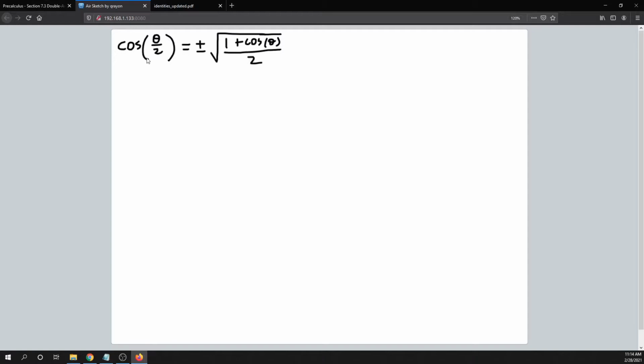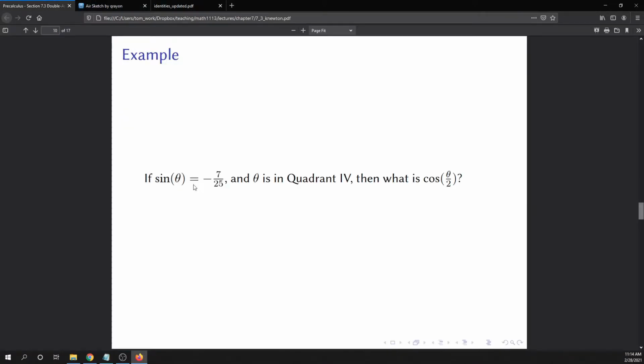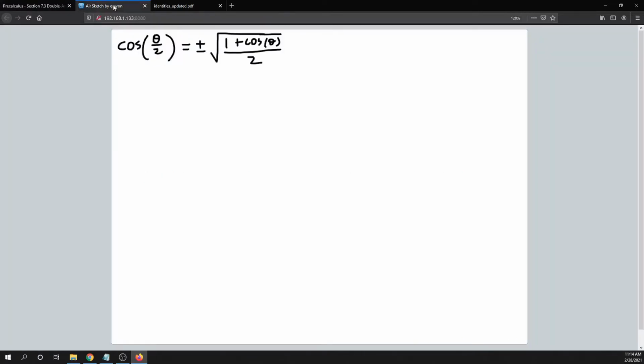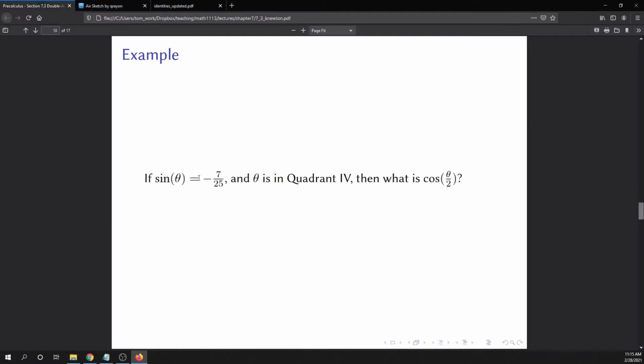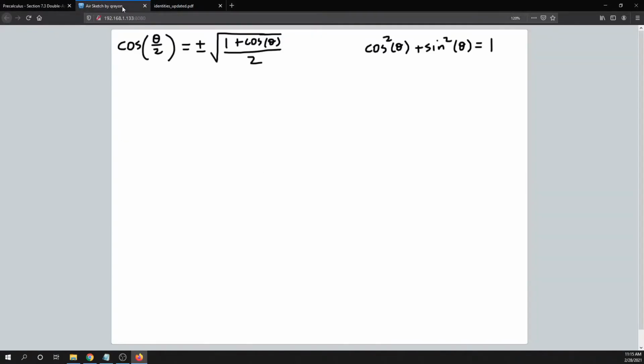Okay, and so in order to use this identity, we need to know the cosine of theta, but we are only given the sine of theta, right? So what that means is that we'll have to do some extra work over here. We know that the cosine squared of theta plus sine squared theta is equal to 1, right? And we know that the sine is negative 7/25. All right, and then we can solve for cosine.